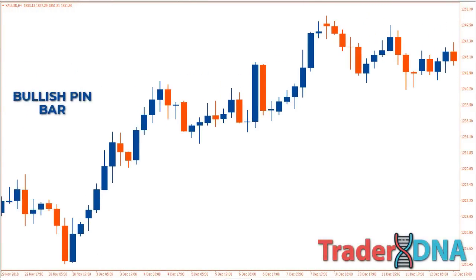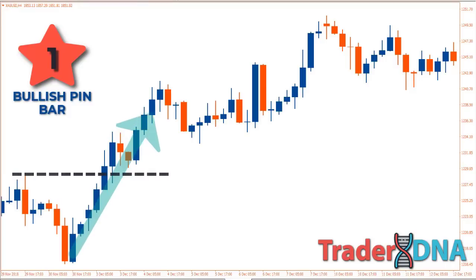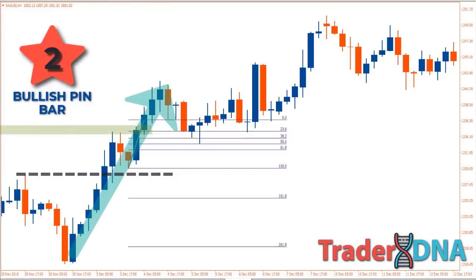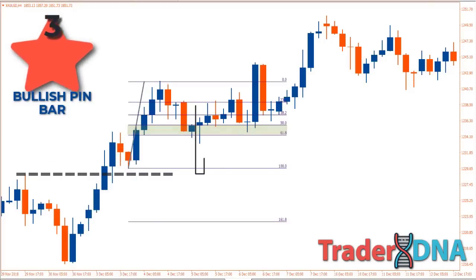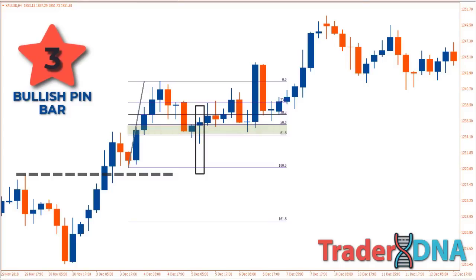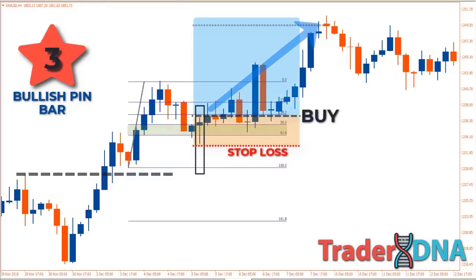For bullish pin bar. First, look for a bullish price thrust that clears above the previous swing high with strong momentum. Second, mark out a Fibonacci retracement zone between 50% and 61.8% of the price thrust. Third, after price falls down to the retracement zone, buy above the bullish pin bar price action signal when you have a pin bar price action signal present on the chart.